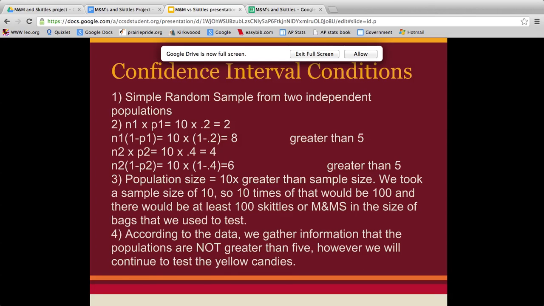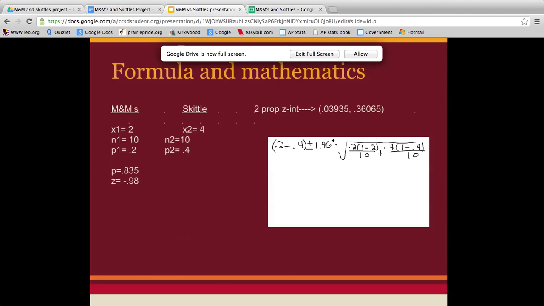According to the data, we gather information that the populations are not greater than 5. However, we will continue to test the yellow candies. For the formula, x1 is 2, n1 is 10, p1 is 20%, and x2 is 4, n2 is 10, and p2 is 40%.